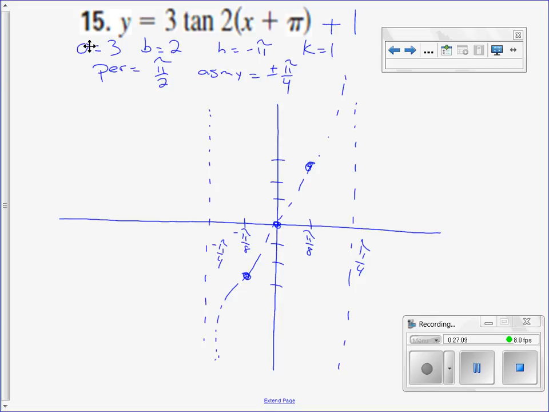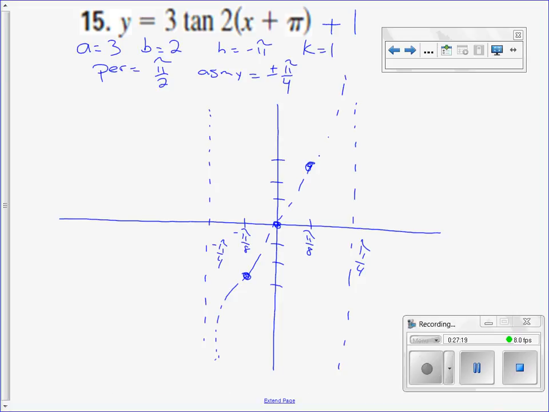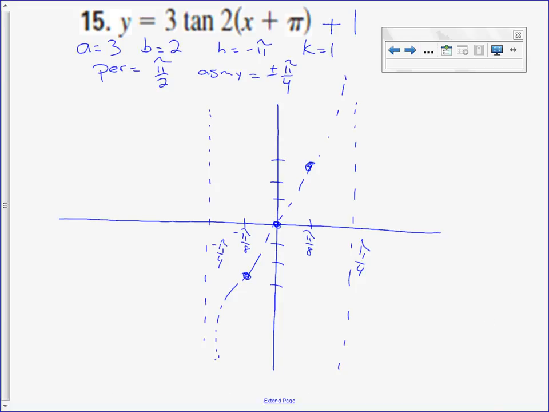Now, what I did here is I did all of my fraction work prior to plotting anything. I listed out my original set of ordered pairs, negative pi over 8 and negative 3. I shifted it. I subtracted pi and added 1. So I get negative 9 pi over 8, negative 2. 0, 0 becomes negative pi, positive 1.